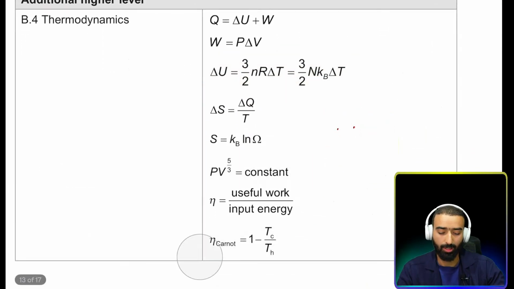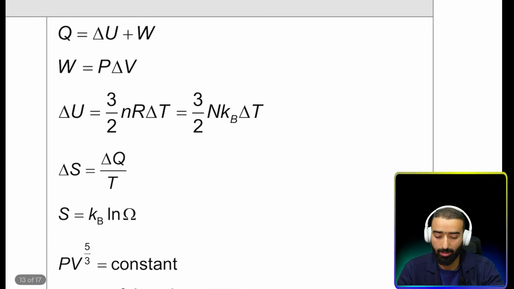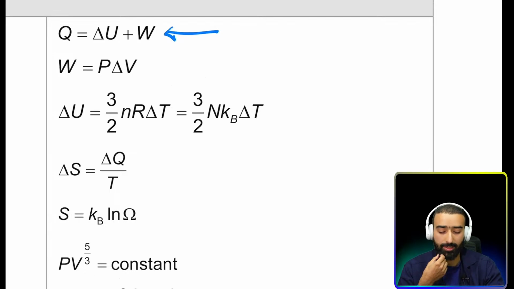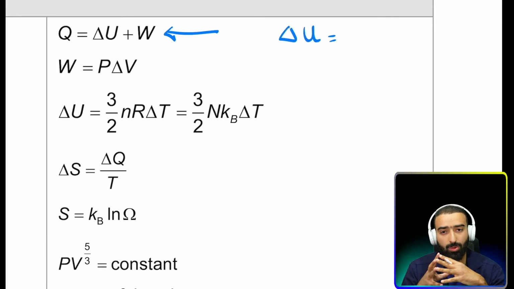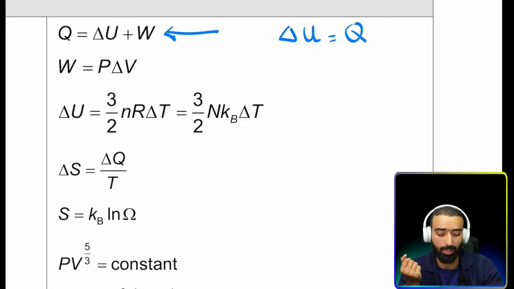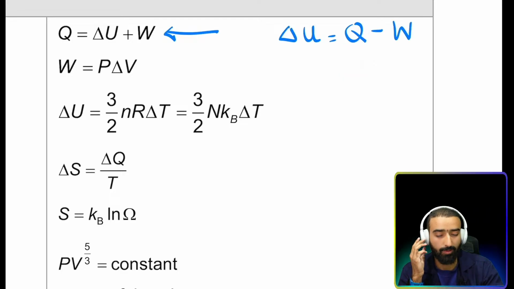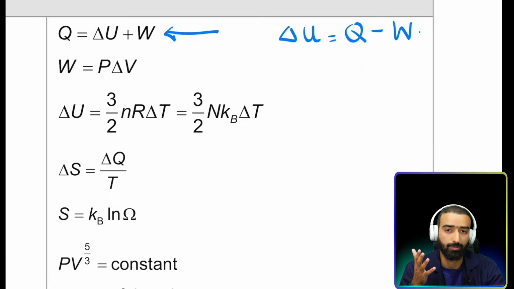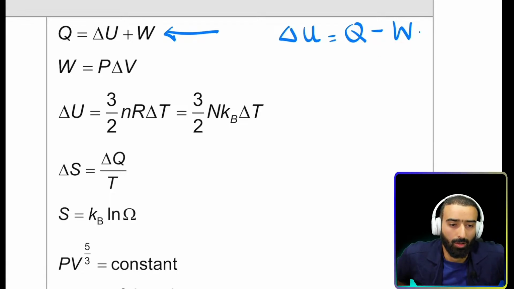So the equations that we have for thermodynamics are given here. This one is the first law of thermodynamics. It says that the change in internal energy of a gas can increase if you supply more heat, that's Q, and you're going to get a decrease in the internal energy if the gas does work. That's why we have a minus, right?